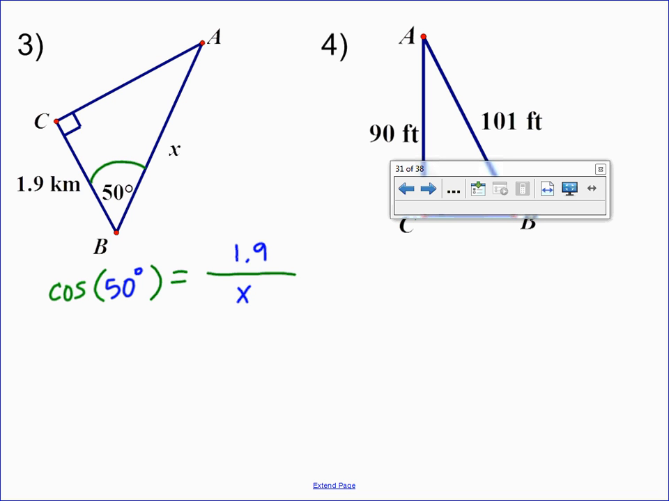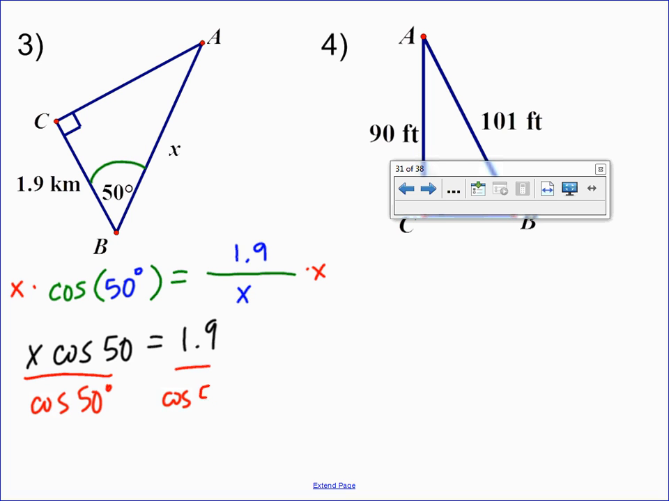Depending upon where my variable is, I use different inverse operations. It looks to me like I can get that unknown quantity x out of the basement by multiplying both sides by my variable expression. That'll get it out of the denominator on a level playing field. x cosine 50 equals 1.9. Finish it out by division. Can divide both sides by cosine of 50 degrees. And that gets x alone. So x equals exactly 1.9 divided by cosine of 50 degrees.